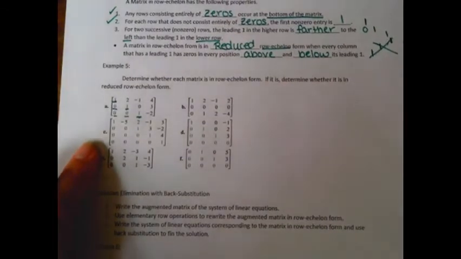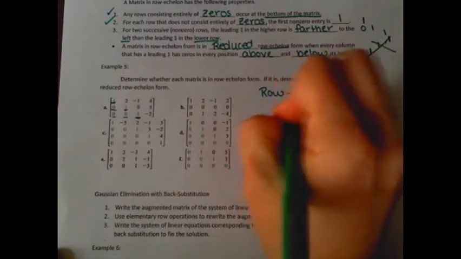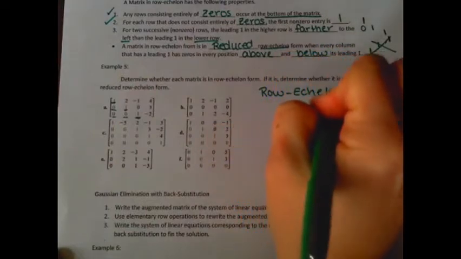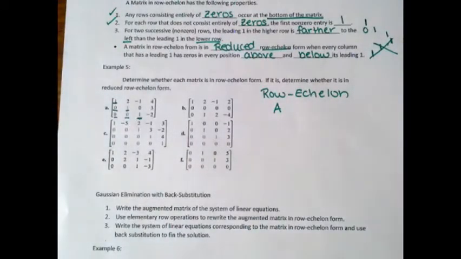Then for 2 successive rows, the leading 1 in the higher row is farther to the left than the leading 1 in the lower row. So do my ones go down in order? Yes. So A is in row echelon form. So let's look at B.